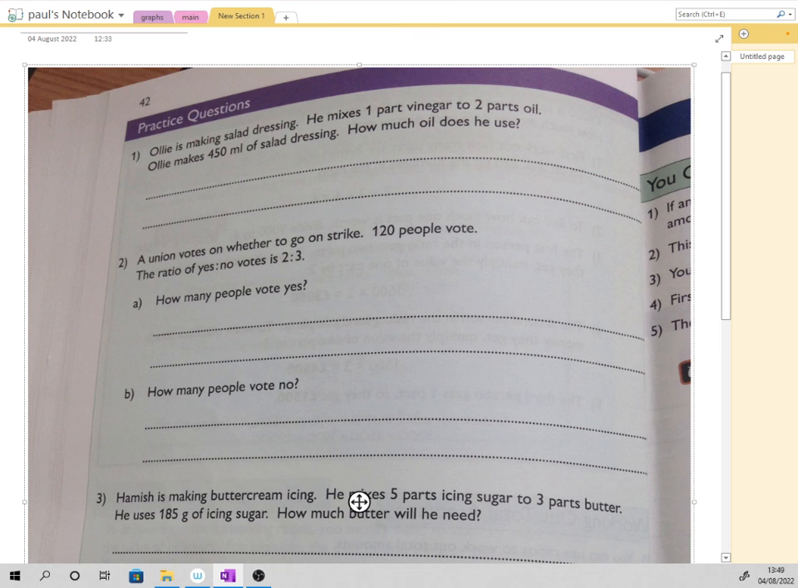Right. Ollie is making salad dressing. He mixes 1 part vinegar to 2 parts oil. There's the ratio, vinegar to oil. Ollie makes 450 ml of salad dressing. How much oil does he use?